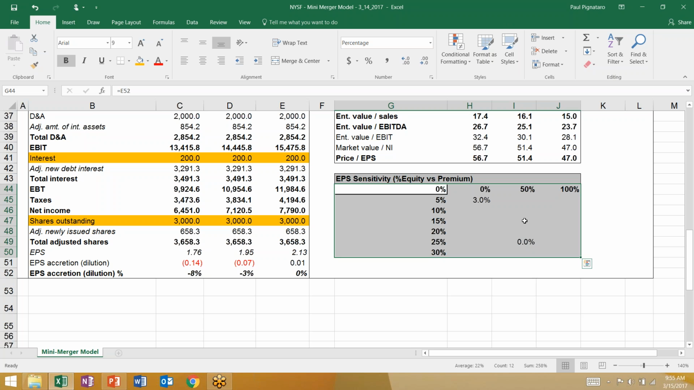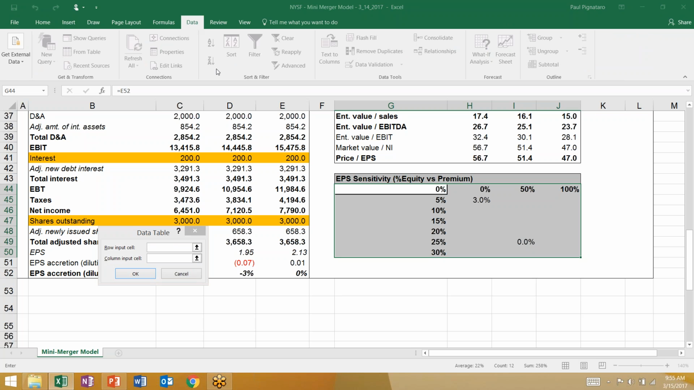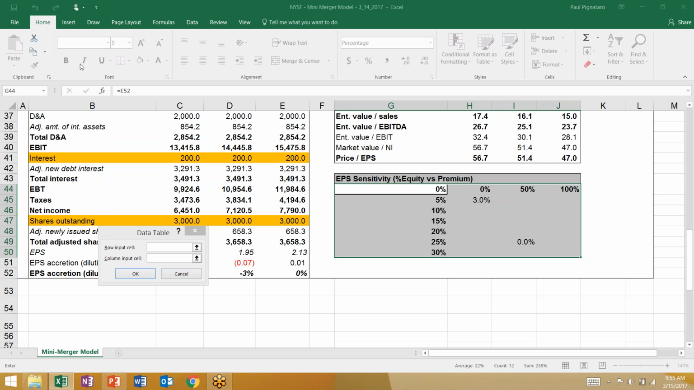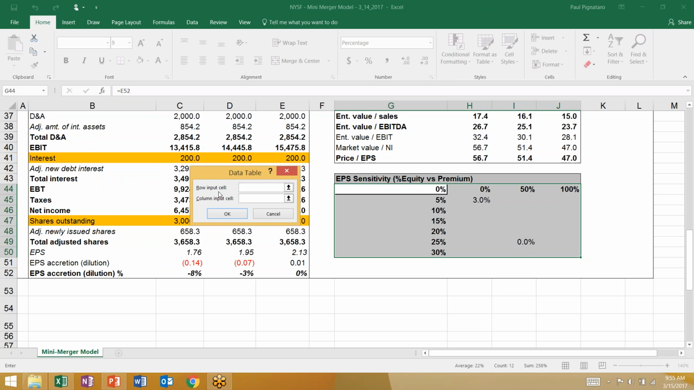Highlight everything, and open up the data table by doing either Alt-DT, or, since everybody has different versions of Excel, you can go to Data, What If Analysis, and then Data Table. If you have an Apple computer, you might have to click a little picture of an Excel spreadsheet and go to Options, Data Table, or Options, What If Analysis. Either way, if you get to the right place, this table will pop up.